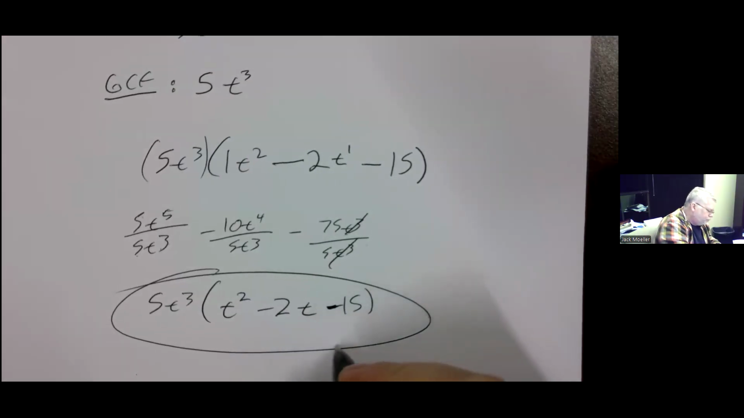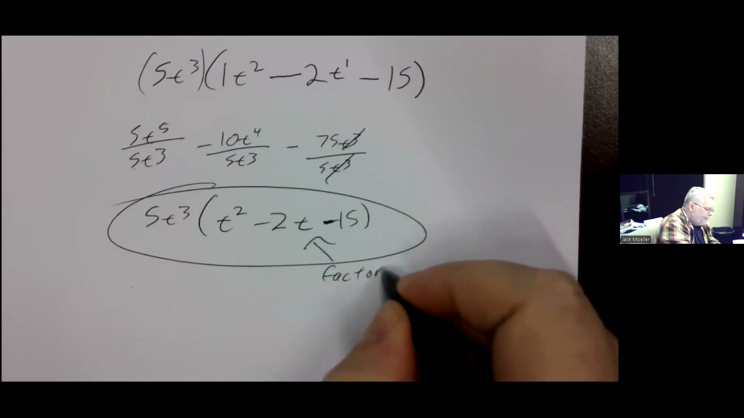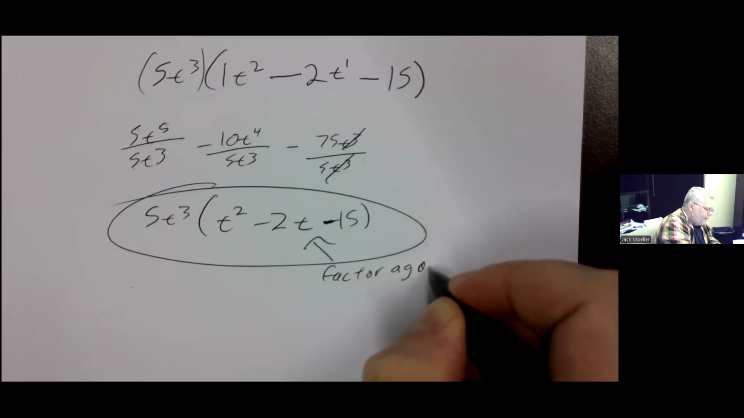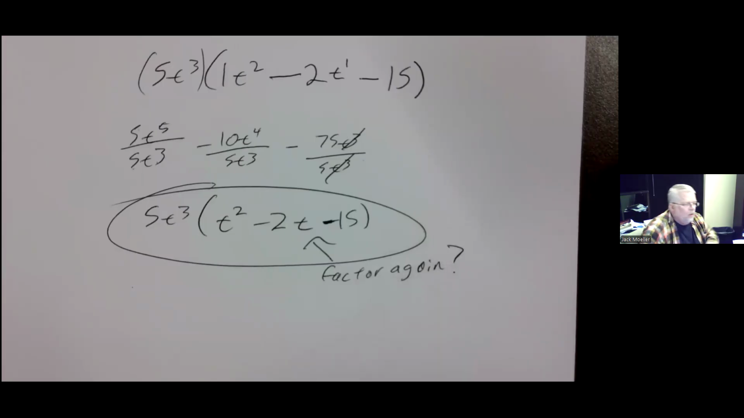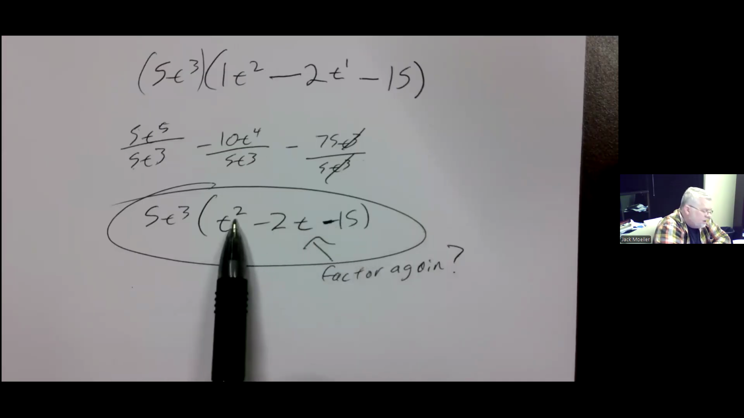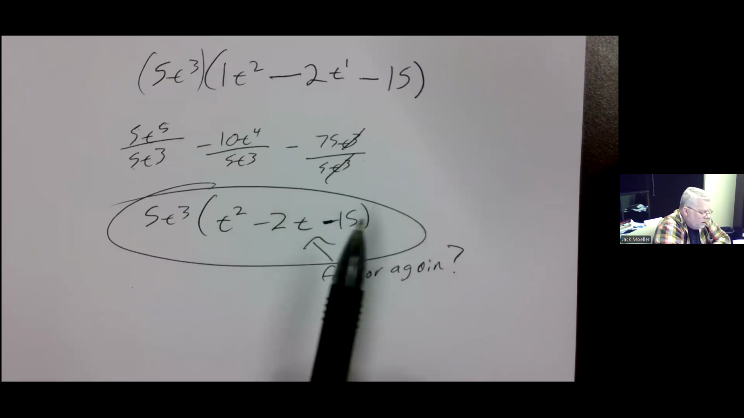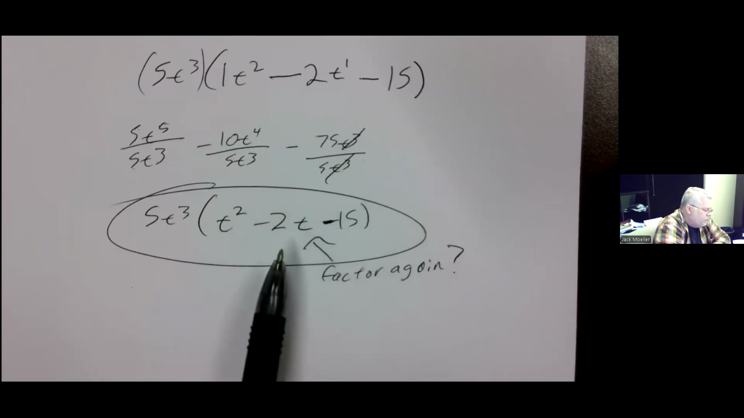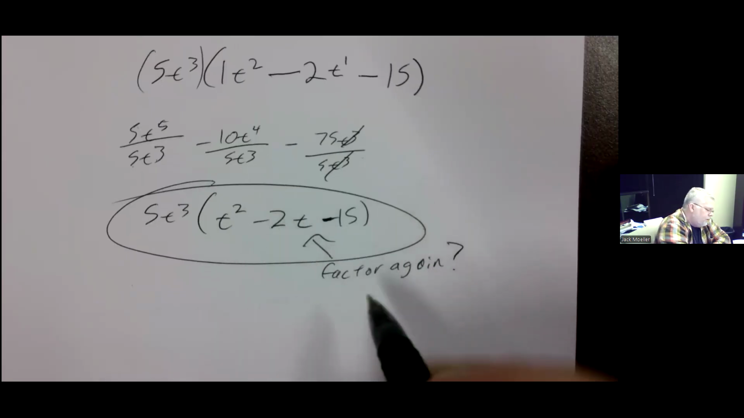Now, something to point out. Can we factor that again? Well, it is a trinomial, and it has t squared, t, and the constant. So there's a good chance this one will factor.